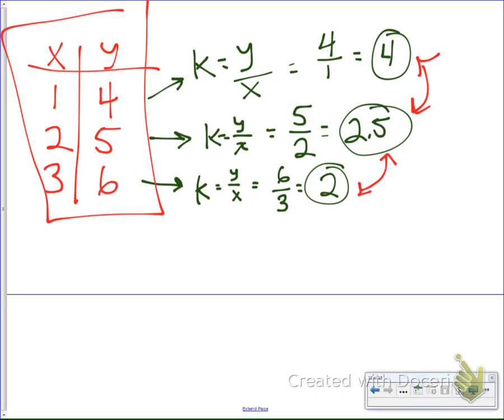So that's what our constant of proportionality is going to be used for. It's y over x, and we're checking, is it the same throughout the entire table? Because if it is, it's proportional. If it's not the same, it's non-proportional. And that's your constant of proportionality.